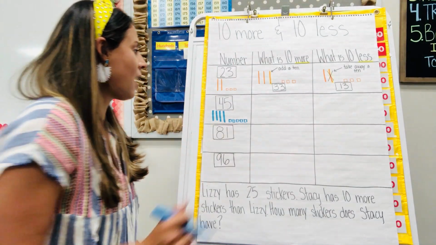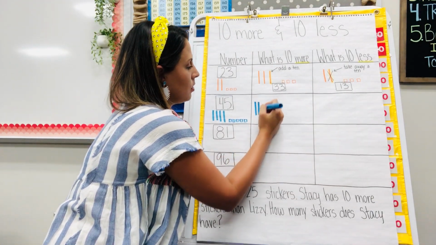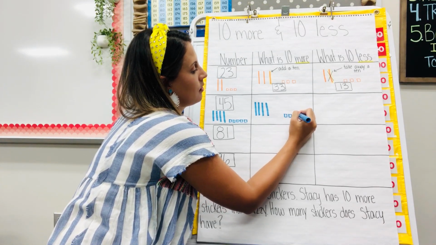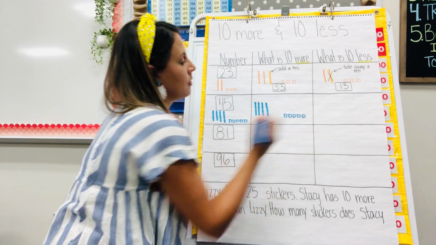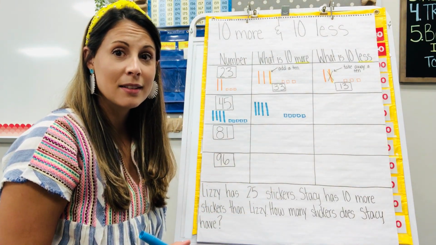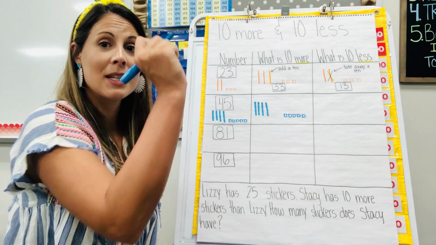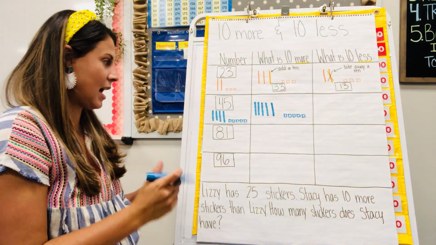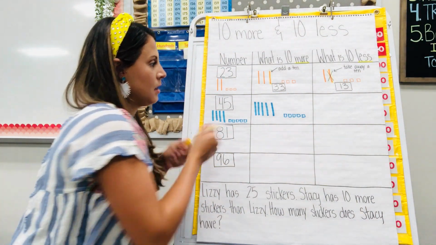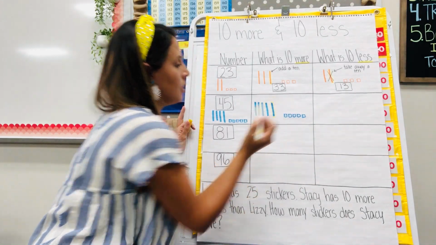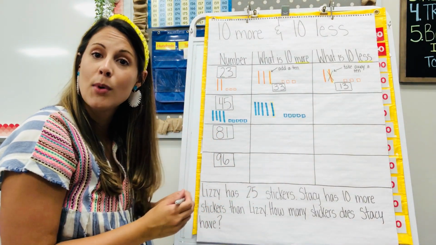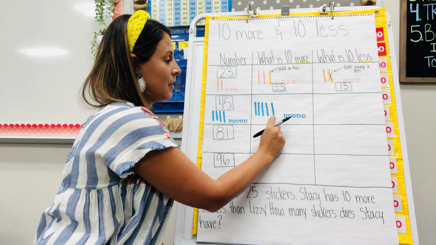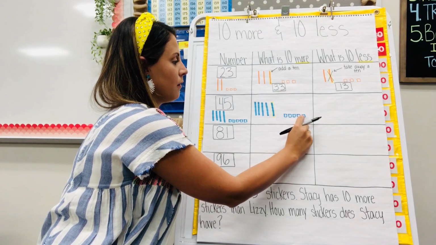So I'm gonna draw 45. 1, 2, 3, 4. Okay, but have I added my 10 more yet? I haven't. So adding 10 more means I just add a rod. I'm gonna add a 10. I added that 10 right there. This is the 10 I added. So now we're gonna count it and figure out what 10 more than 45 equals. 10, 20, 30, 40, 50, 51, 52, 53, 54, 55.